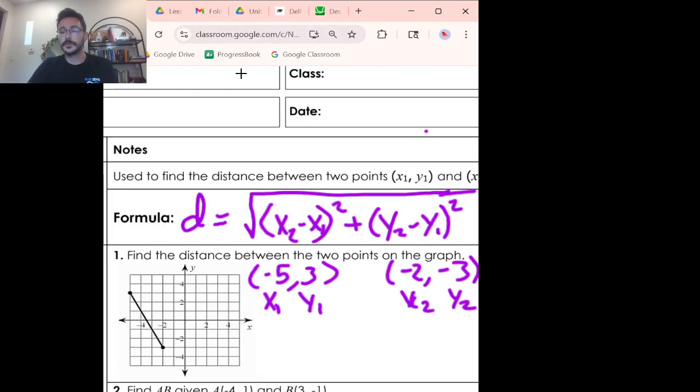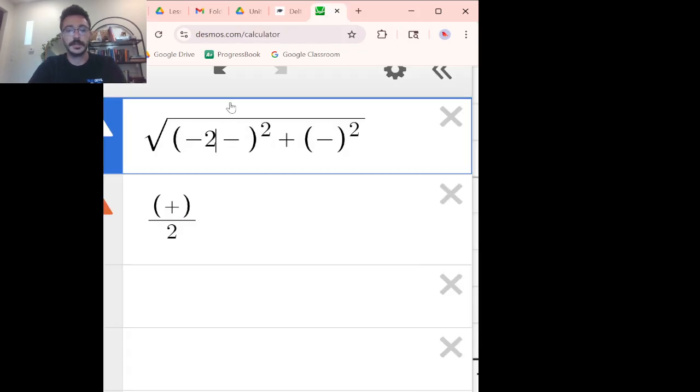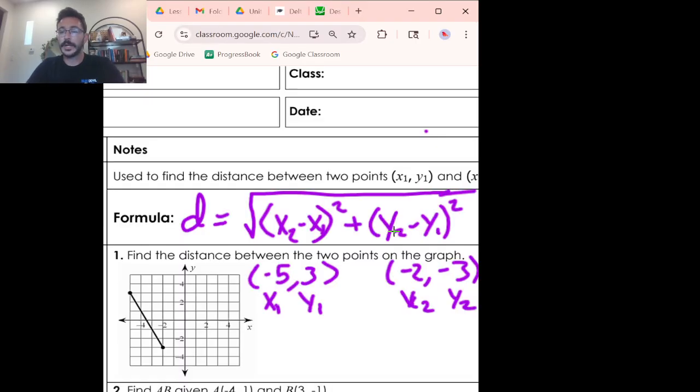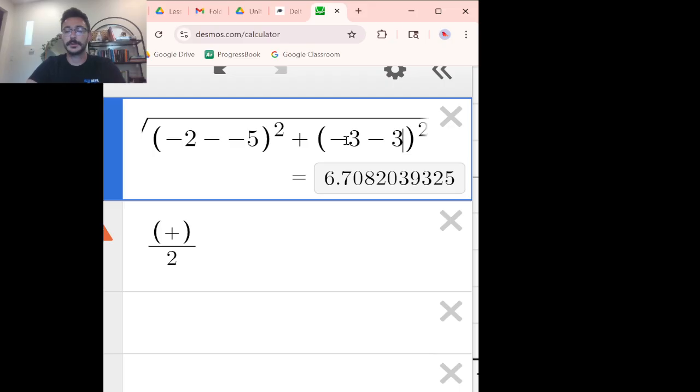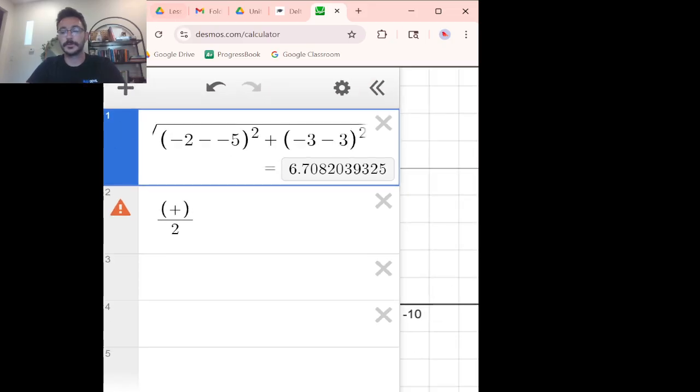Let me double check. It was a -2, because that's my x2, minus -5. So -2 and -5. Notice we have a double negative there, so it's going to be like addition. If you were doing it by hand, you would know to add those. And then my y2 and y1, so that's a -3 and a 3. And all of a sudden it spits back our distance.